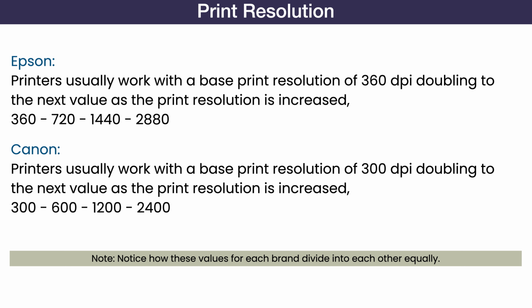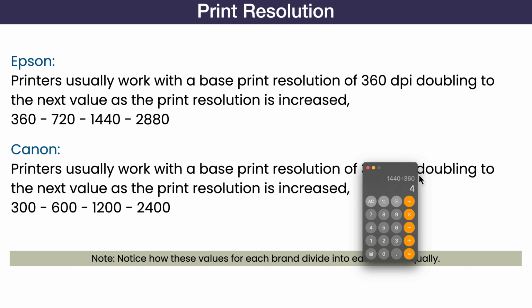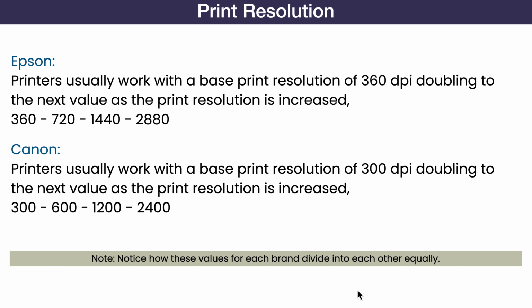If I was just to bring in the calculator and we take 1440, native print resolution of the print head, and divide it by 360, you'll see that it divides equally by a factor of 4. And the same can be applied for the Canon printer. I don't think you need me to demonstrate that. It's pretty straightforward, that. So the thing to take away from this is that the values divide equally into one another.